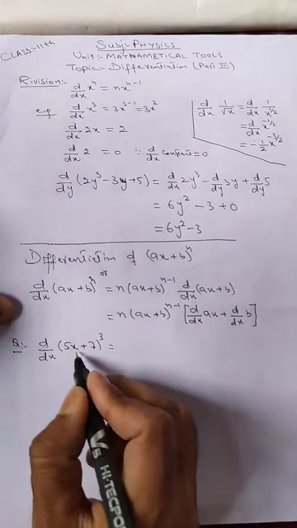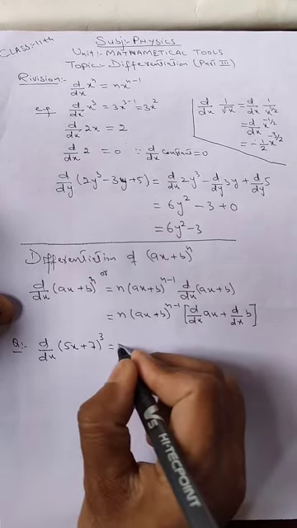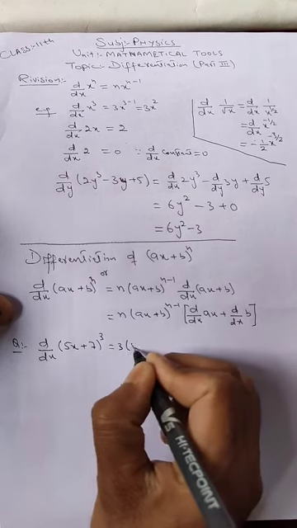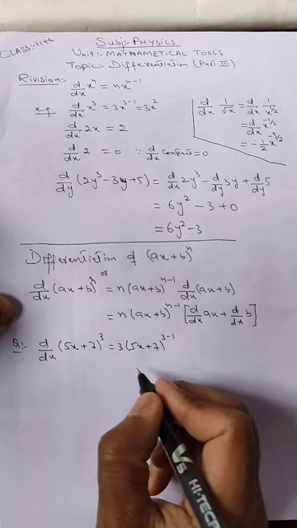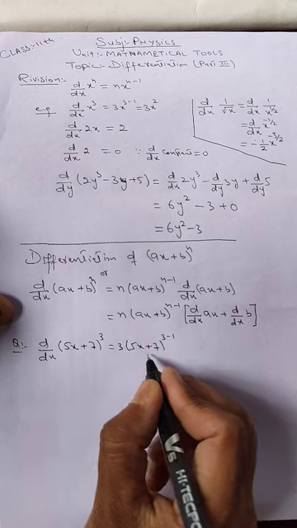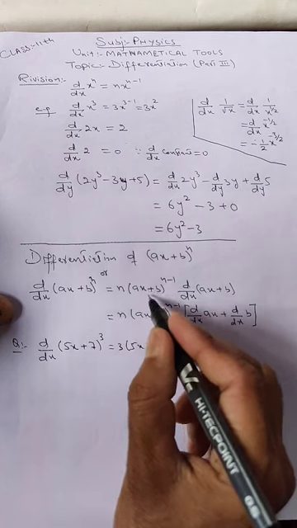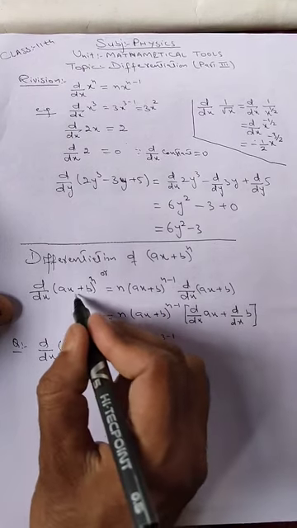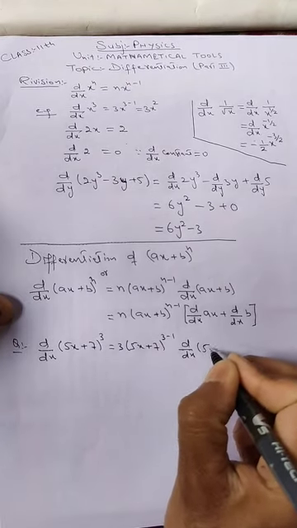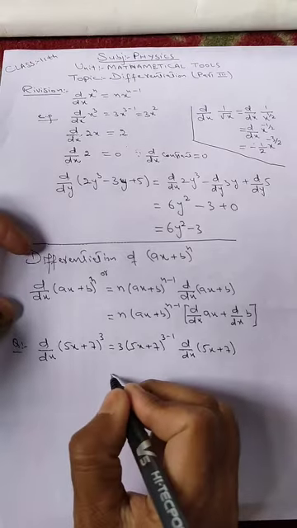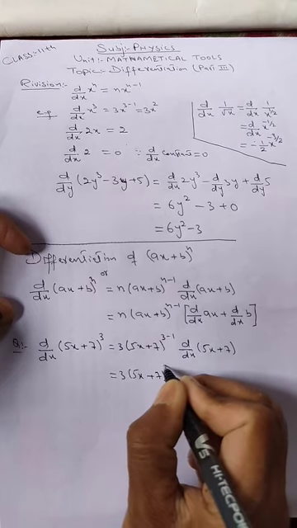See, the question is d over dx of (5x + 7) raised to power 3. Use the formula n x^(n-1). Here in place of n it is 3, and in place of x it is the whole (5x + 7), raised to power n minus 1, which is 3 minus 1. But this factor we have to differentiate again. So it is d over dx of (5x + 7), right? So it will be 3 into (5x + 7) raised to power 3 minus 1, which is 2.